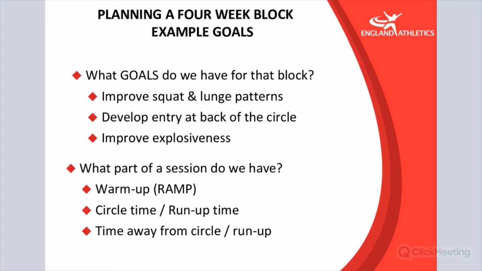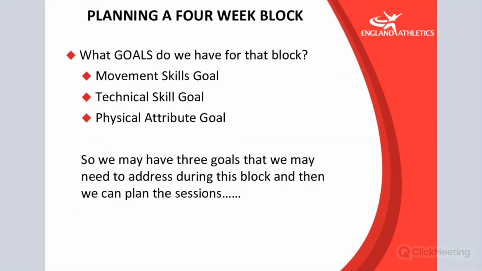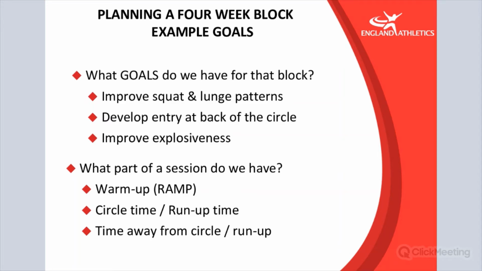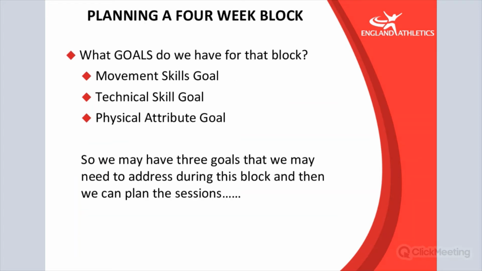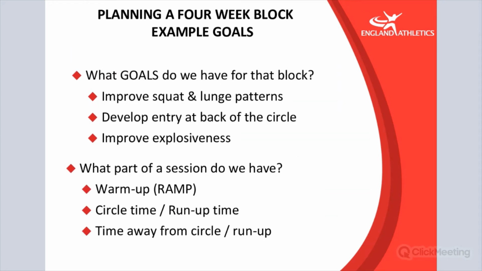Then her technical situation: going back to the previous one, what technical skill do I want to achieve? I want her to develop the entry at the back of the circle. She's not getting enough tension in her left adductor and a turn of her left foot. She's not pushing her knee out the back away from the direction of the throw to get that tension, to have a wide right leg. That's where we're going to spend most of the time, working on that at the back of the circle. And the other goal, a physical attribute, is to improve her explosiveness. So what parts of the session do we have to achieve that?